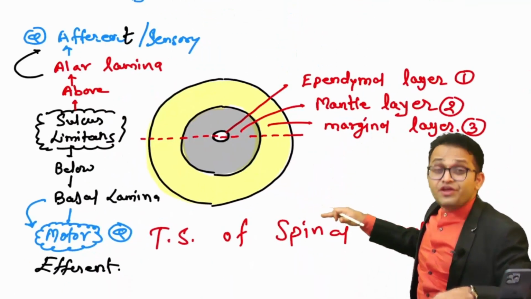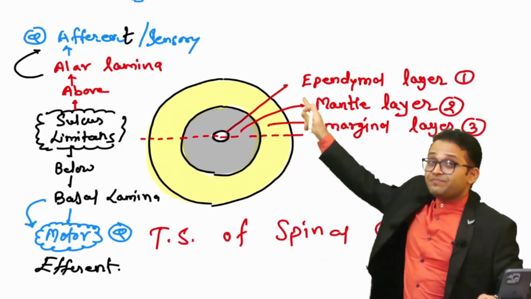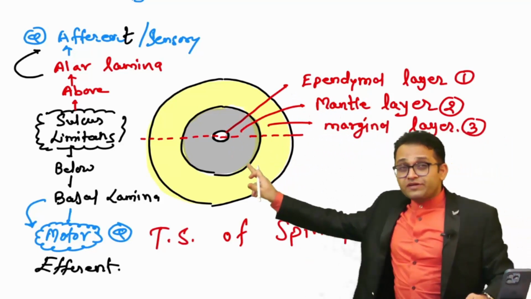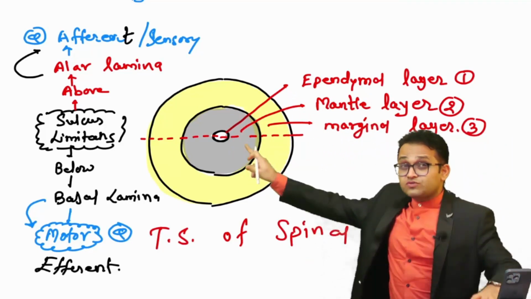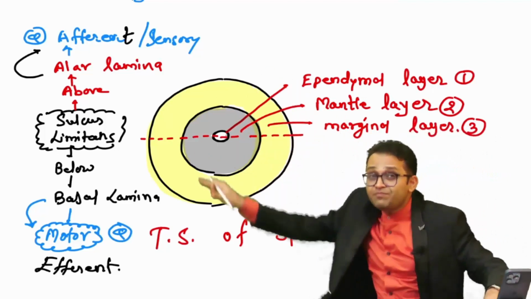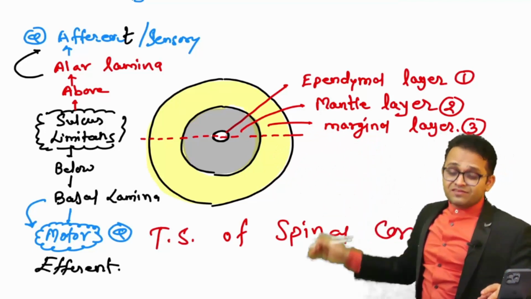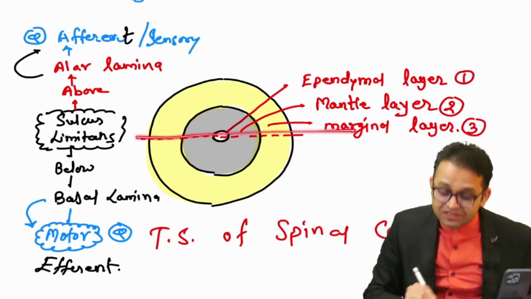Do you remember? In the transverse section of the spinal cord, the inner layer is the ependymal layer. Around it, the cell bodies are collected, so that is the mantle layer. And around the mantle layer there is the marginal part, the white matter of our brain. So that is the marginal layer. The imaginary line, the sulcus limitans, was passing.